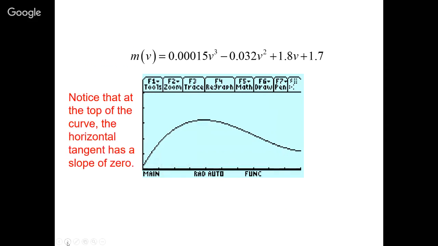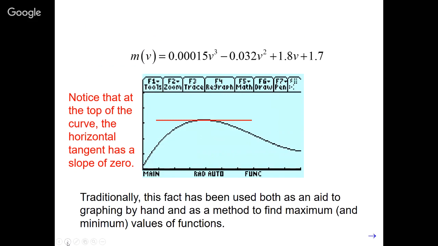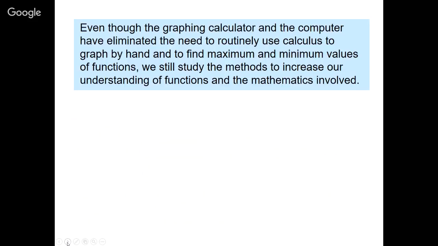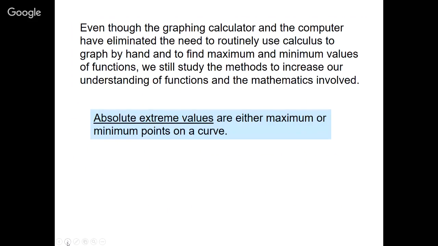All right, but let's notice at the top of the curve, what kind of tangent line do we have? Well, we have a horizontal tangent line, and obviously its slope is 0. And in calculus, we have a way of finding where horizontal tangent lines are. So we're going to go back in time and pretend as though we didn't necessarily have a calculator when we do all these problems, and see if we can find out where the extreme values of functions are.